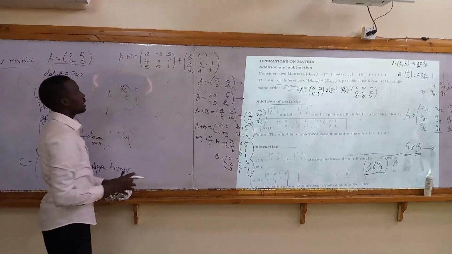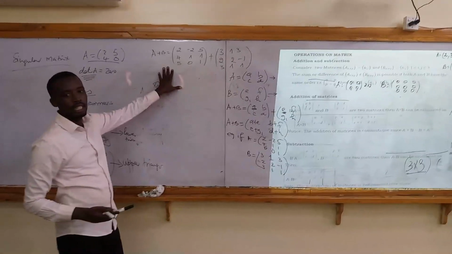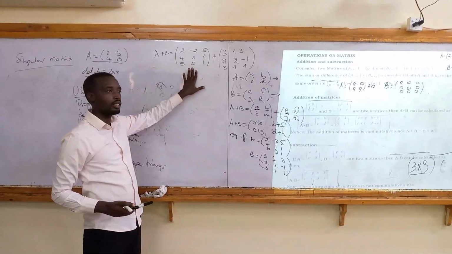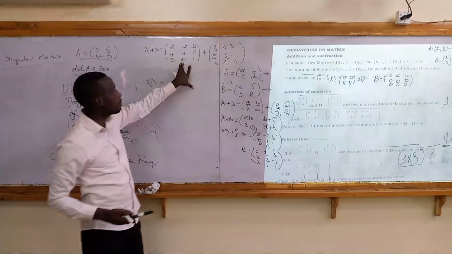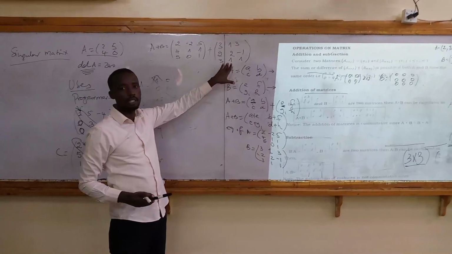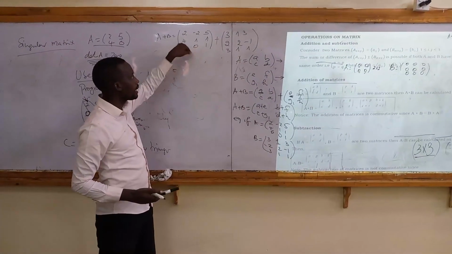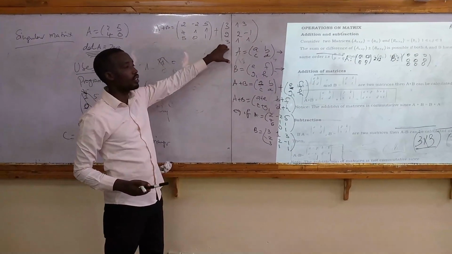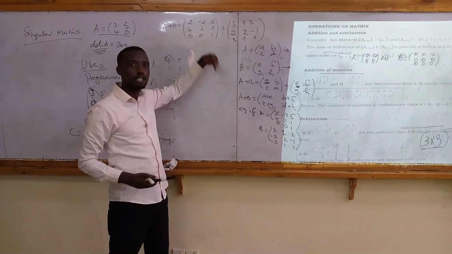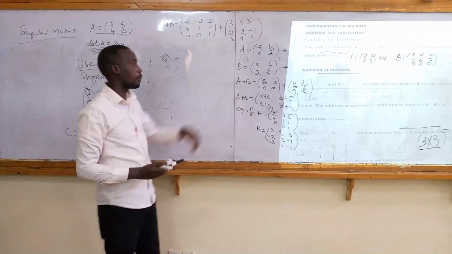I have told you that when we are adding matrices, they are supposed to be square matrices of the same order. So this is a 3 by 3 matrix, and we are adding it to a 3 by 3 matrix. So we add the elements of the first matrix to the elements of the second matrix, but they are supposed to be in the same position.